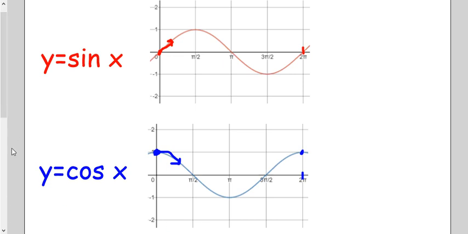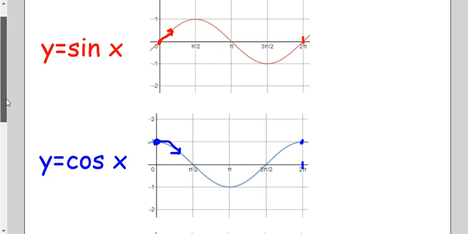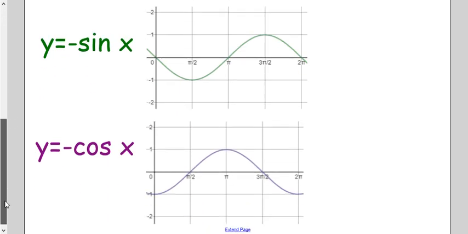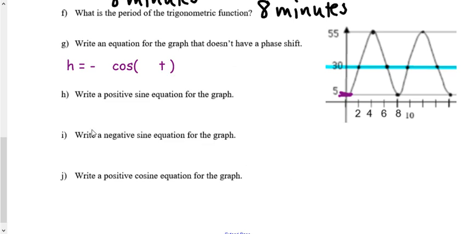Well, if we wanted to start somewhere else, like in our graph we started at the bottom, we want to look at reflections of our sine curve and cosine curve. If I put a negative in front of my sine curve, it's going to flip vertically. It'll still start at the origin, but it will go down from that point. If I flip a cosine curve by putting a negative in front, instead of starting at the top, I'd start at the bottom and go up from there. Our curve starts at the bottom and goes up from there. So my graph is going to be something of the form h equals negative the cosine of t.